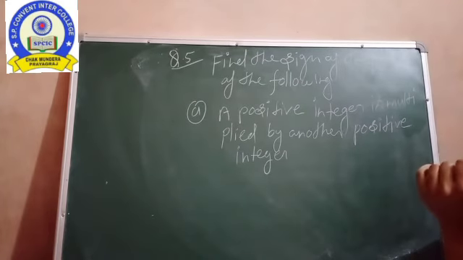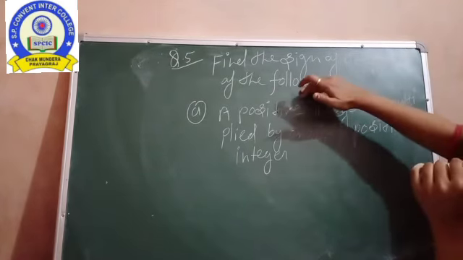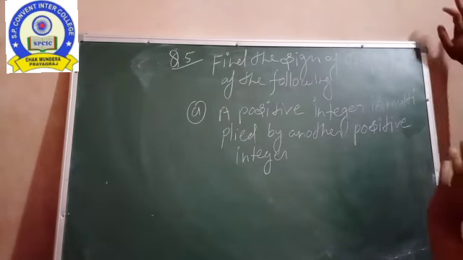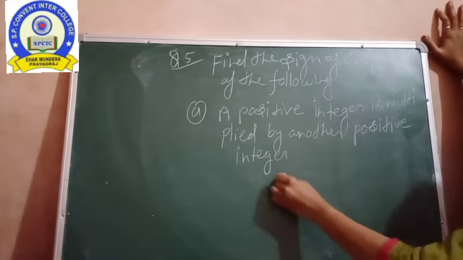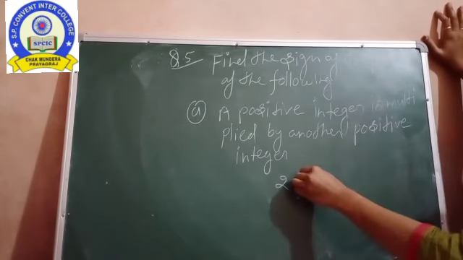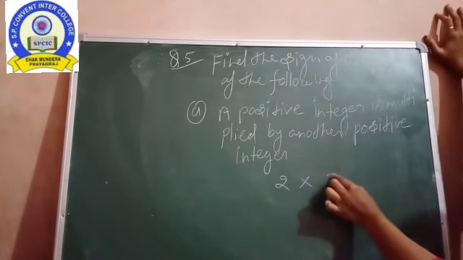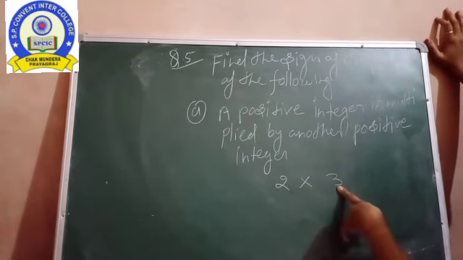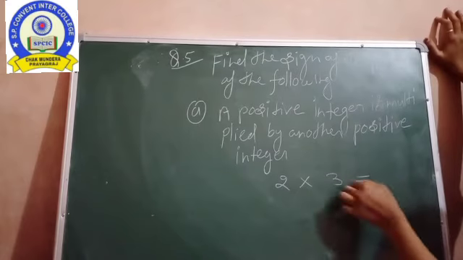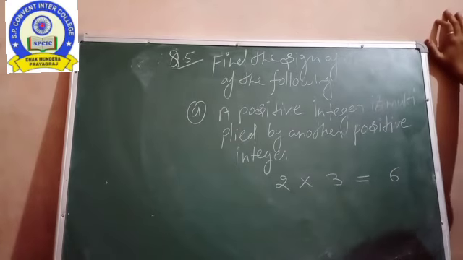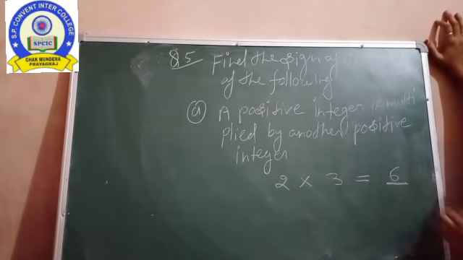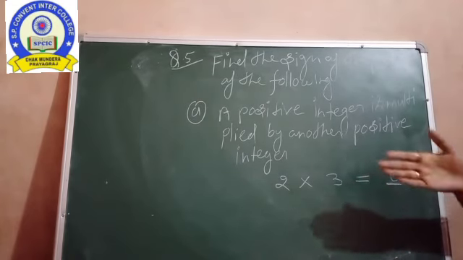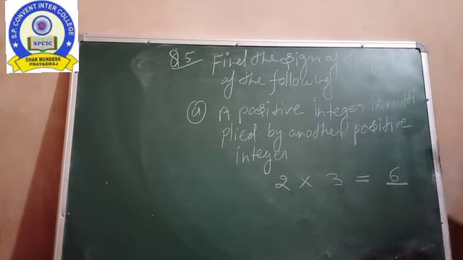देखिए आपके पास क्वेश्चन है, find the sign of the product of the following. पहला क्वेश्चन, a positive integer is multiplied by another positive integer. Okay, let us suppose 2 and 3, this is a positive integer and another is also a positive integer, then the product will be 6 and 6 is a positive integer. Okay, so the answer will be positive.